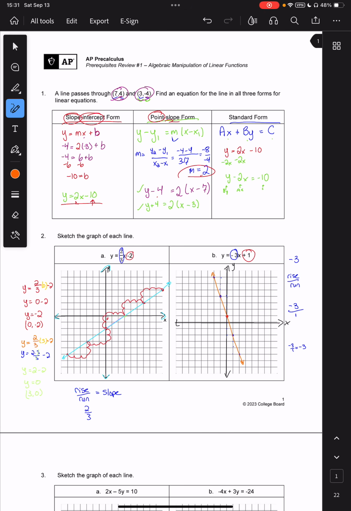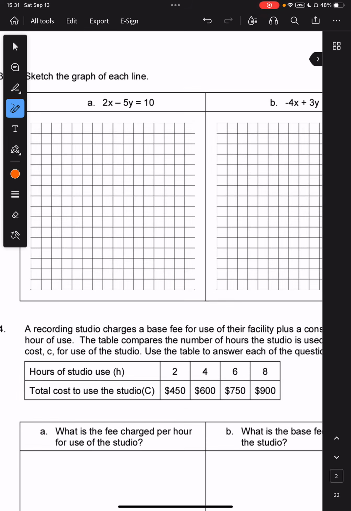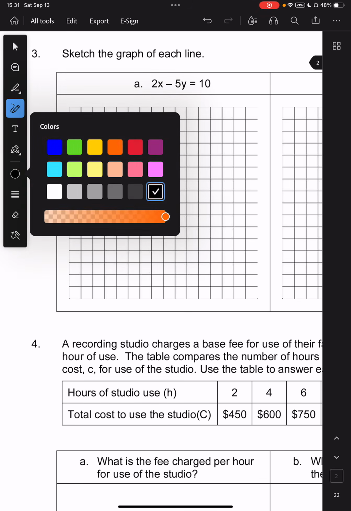So that's the first page of our prerequisites. Let's go on to the second page. So now we're going to do some more sketching. We just did 2 examples, so we can quickly go through these next 2.